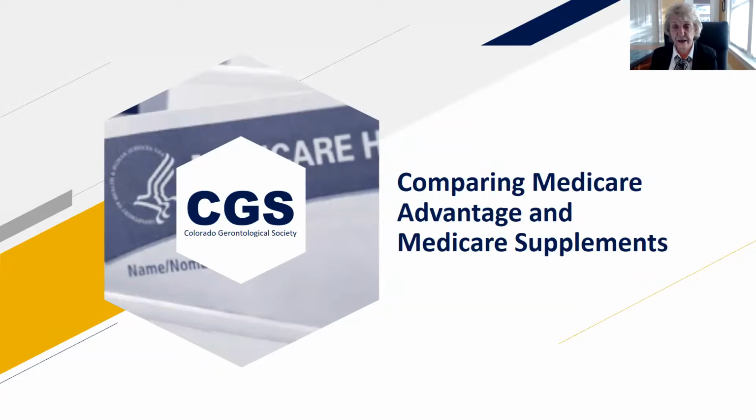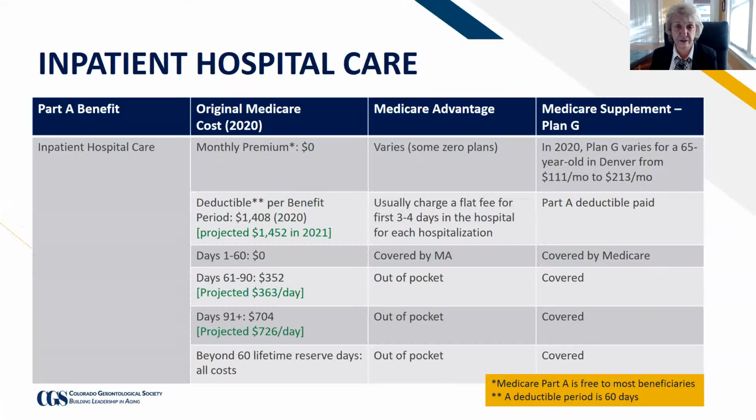The next thing we want to look at a little bit is a comparison on a chart or two about what Medicare Advantage looks like versus Medicare supplements. So in terms of Part A, for inpatient, either hospital or mental health care, we looked at the deductibles. In original Medicare, they pay everything but the A deductible. Medicare Advantage has a flat fee. Part A has a deductible, and if you have Plan G, it's covered. Days 1 through 60 are covered by the Medicare Advantage plan, and a MedSup, it's covered by Medicare.